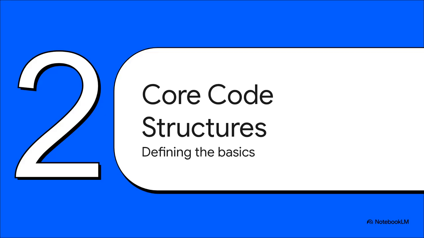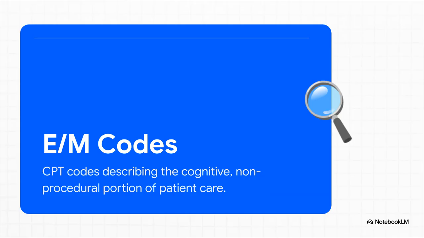Moving right along to Section 2, core code structures defined. At its core, you've got to ask, what exactly is an E&M code? Well, these are Category 1 CPT codes published by the AMA, and they run from 99202 to 99499. But the absolutely most important word to remember here is cognitive. These codes act as the standard language we use to describe the intense cognitive work, the critical thinking, and the medical decision-making that goes into patient visits. We're not talking about physical procedures or surgeries here. We are strictly quantifying brain power and time.